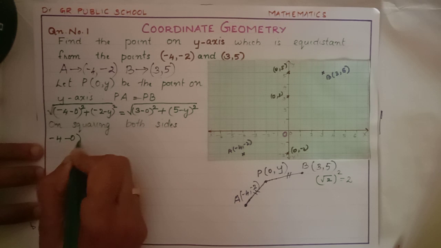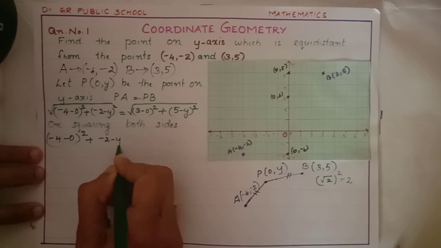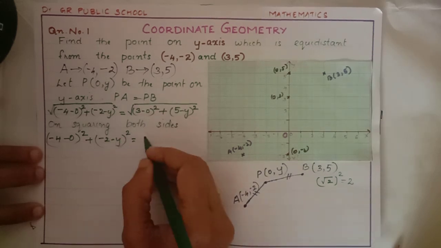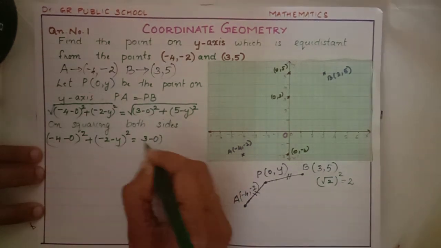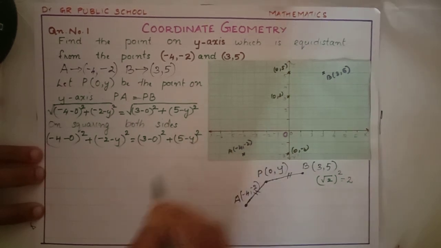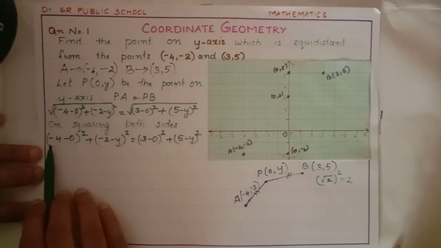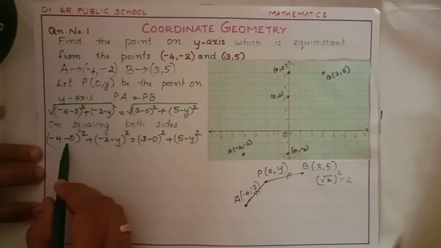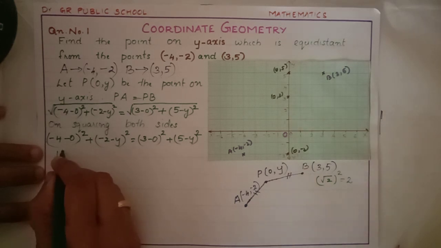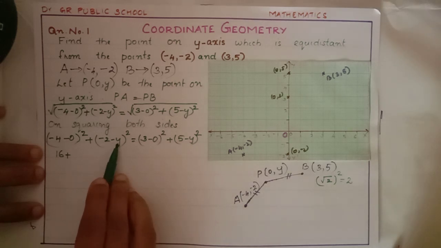So here we can write (-4 minus 0) the whole square plus (-2 minus y) the whole square equal to, here also avoiding the square root, (3 minus 0) the whole square plus (5 minus y) the whole square. Isn't it, children? Now we have to simplify this. Here -4 minus 0 is -4, and -4 squared is 16, plus (-2 minus y) the whole square.